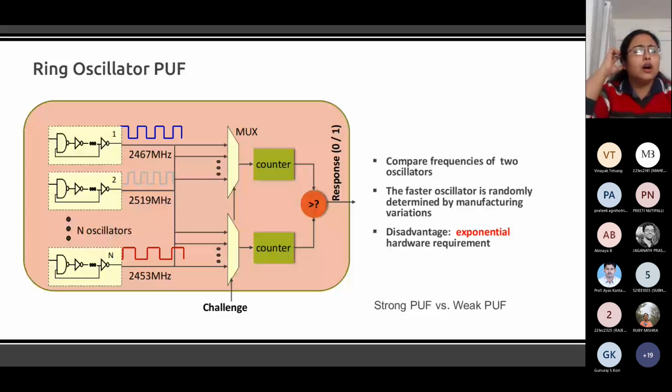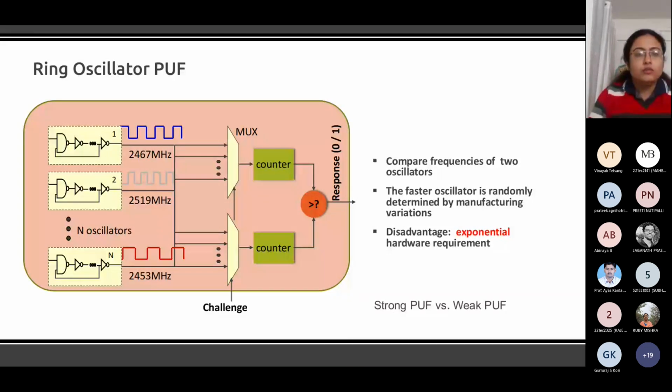Okay, so suppose I have this kind of ring oscillator, maybe n number of such ring oscillators. Now when we trigger these ring oscillators, what will happen? They will flip between 0 1 0 1 0 1 0 1. But because there is a difference between propagation delays, the frequency at which they actually move between 0 and 1 will be different.